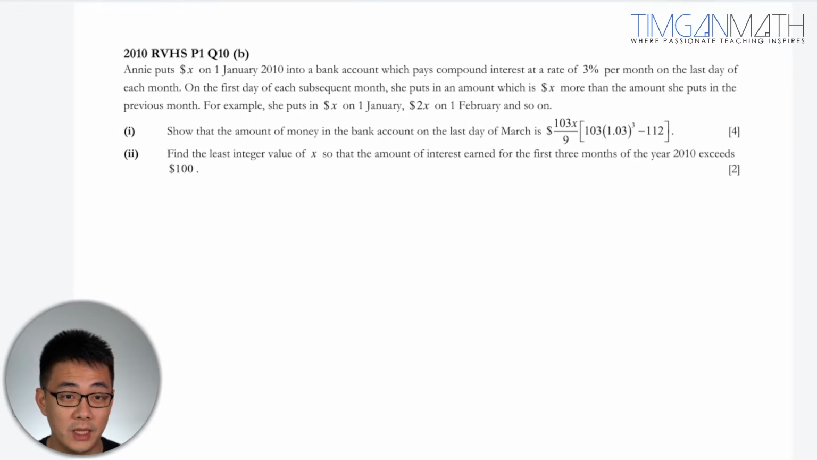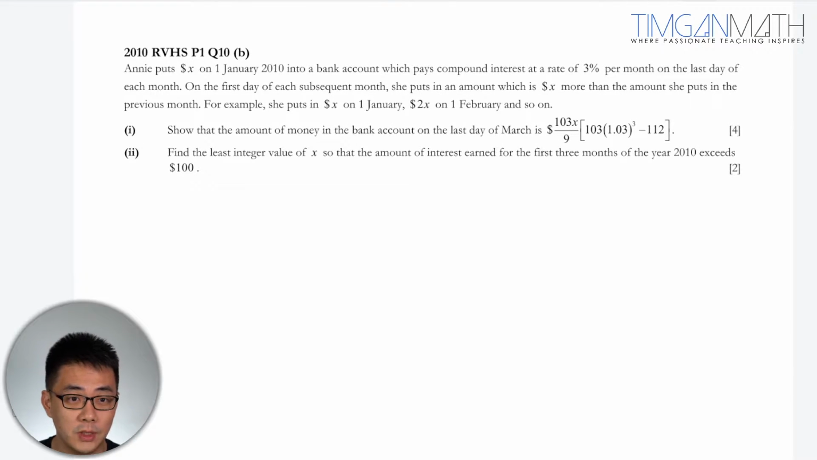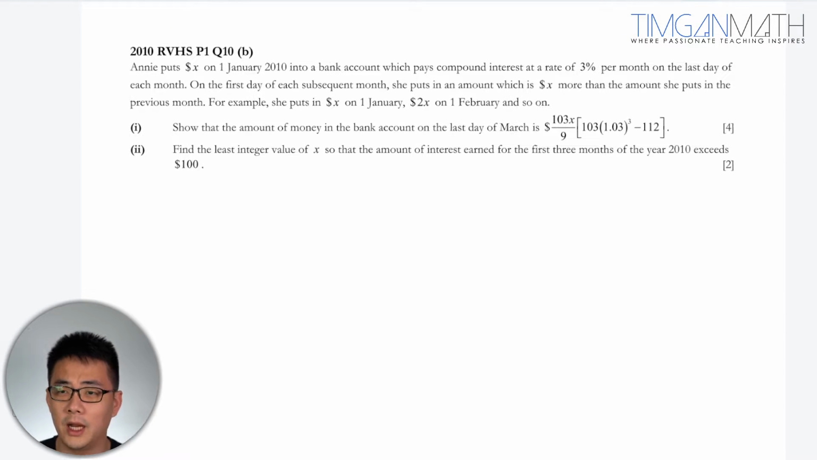Hi students, let's look at this question, which was taken from the year 2010 RVHS, paper 1, question 10b. We are told that Annie puts X amount on 1st January into a bank account which pays compound interest at the rate of 3% per month on the last day of each month. On the first day of each subsequent month, she puts in an amount of X more than what she put in the previous month. For example, she put X on 1st January and then 2X on 1st February and so on.